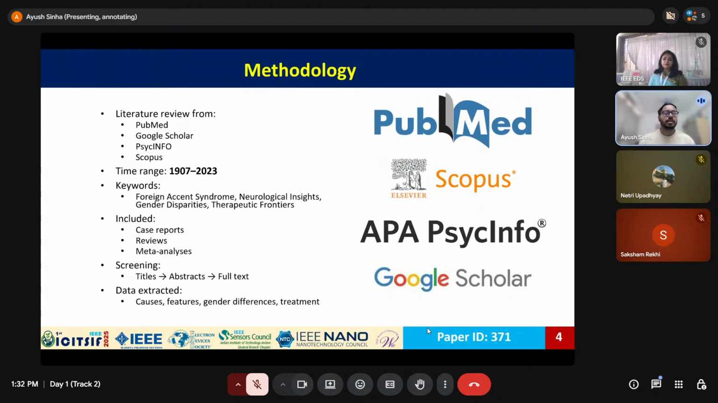Methodology: it is a primary literature review, and my sources were from PubMed, Google Scholar, PsycInfo, and Scopus. The time range for the articles referenced in this study is from 1907 to 2023, and keywords were primarily foreign accent syndrome, neurological insight, gender disparities, and therapeutic frontiers. In my study, I included case reports, reviews, and meta-analyses. It was screened first by the title, the abstract, and the full text. And the data extracted from those sources were causes, features, gender differences, and treatment for the disorder.